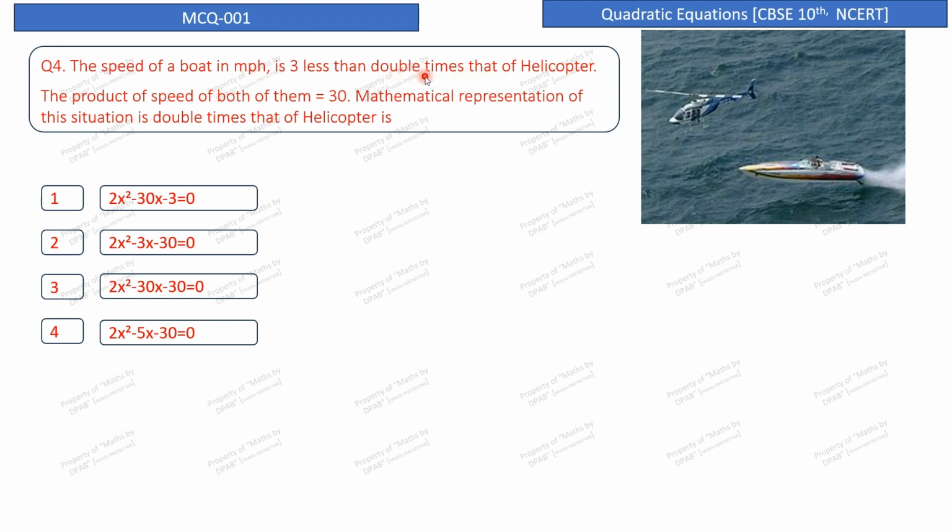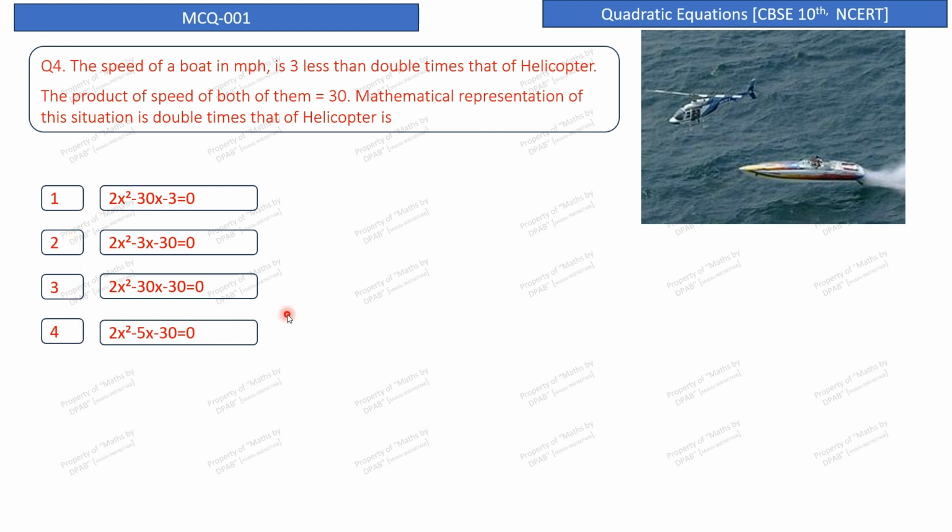Okay, 2x, and 3 less than double means it is 2x minus 3. The helicopter speed is x and the speed of the boat is 2x minus 3. So when you multiply them, you get the product, and the answer is 30 for that. With this, you can form the mathematical representation, or find the equation, to find out the helicopter speed, which is x. So these are the options 1, 2, 3, 4.